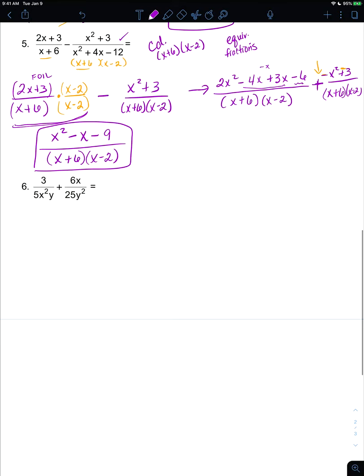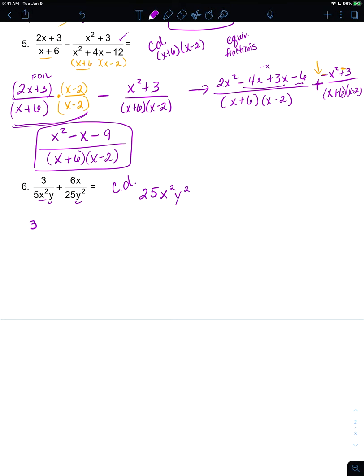Okay, so look at number 6 and let's see what our common denominator is going to be here. We have got 5 and a 25. Well, remember, it's got to be the bigger number. If 5 goes into that 25, then 25 will be the common multiple. We have an x squared here, but we don't have any x's here, so we need that x squared. And then we have a y and a y squared. It always has to be the larger denominator. So that common denominator is going to be 25 x squared y squared.